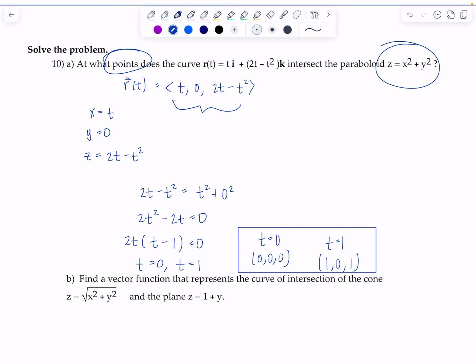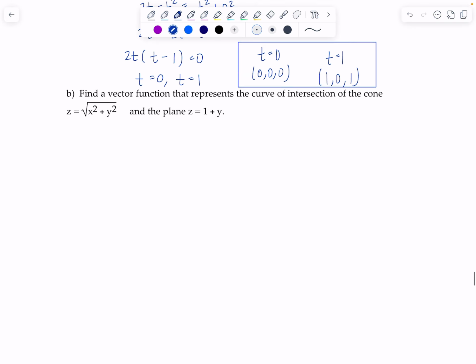Beautiful. Find a vector function that represents the curve of intersection of the cone and the plane. Okay, so to find their intersection, you would just set them equal to each other, and I have z as a function of x and y explicitly. From here, we have to come up with what's going to be a nice parameterization to describe this curve of intersection. So let's clean up a wee bit more. Can I solve for one of the variables in terms of the other? Let's square both sides. Don't forget this is going to be 1 plus 2y plus y squared, yeah? Good. Those cancel. Looks like the easiest variable to solve for would be y.